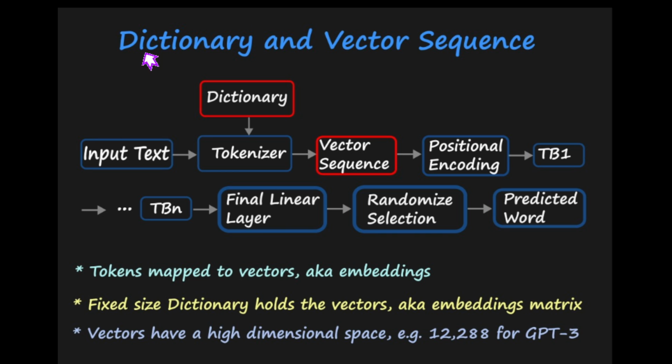Okay, the next thing is the dictionary, also known as the embeddings matrix. It holds all of the meanings for the tokens known by the decoder transformer. These act as the building blocks used by the decoder transformer. The embeddings are high-dimensional numerical vectors that define the tokens or words. These are large vectors.